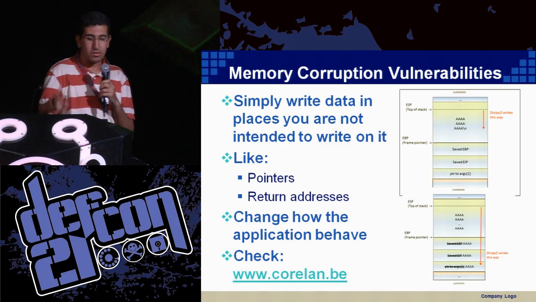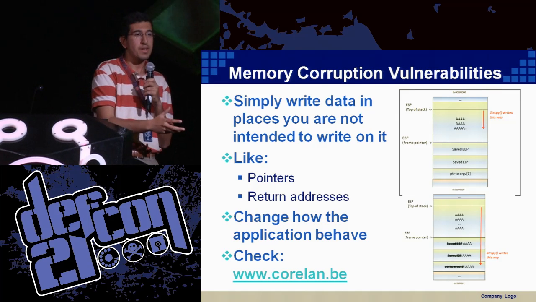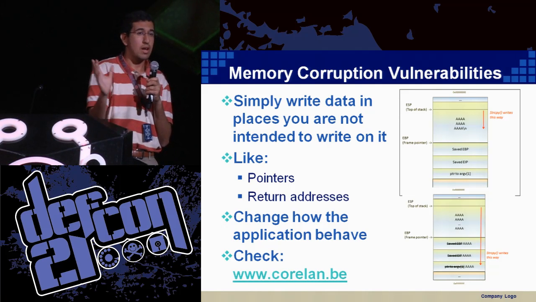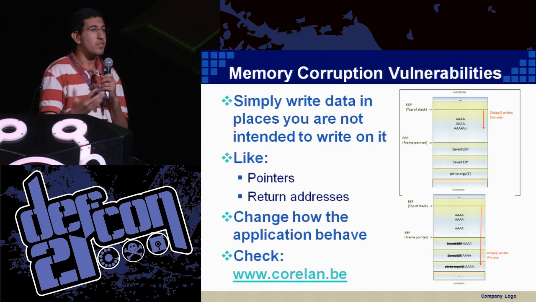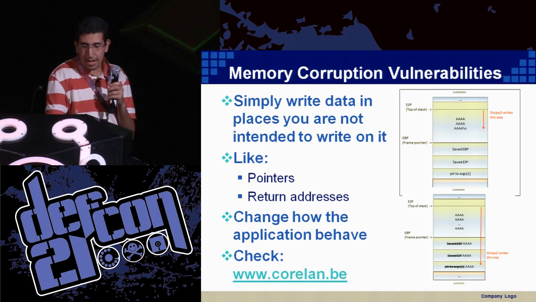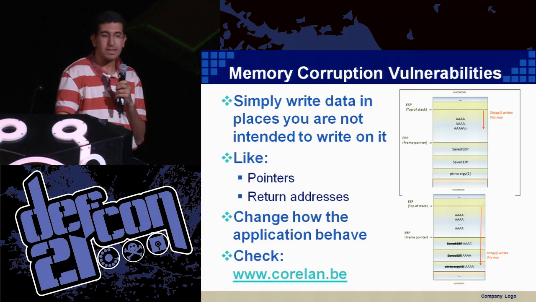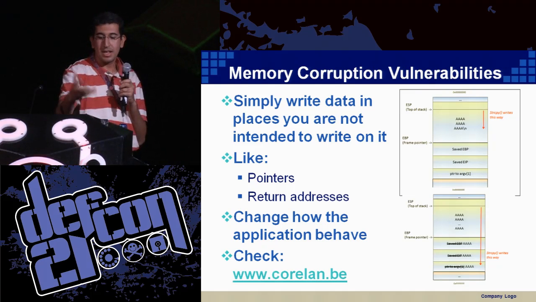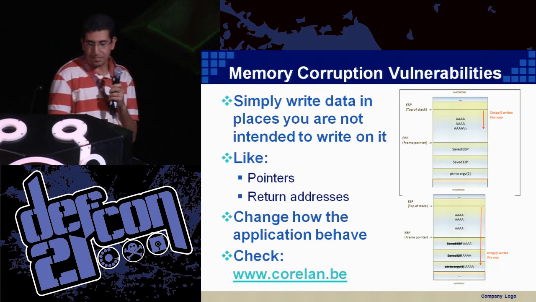You can learn more about it at Corelan.be. The Corelan team is a very, very good team. They have tutorials talking about memory corruption vulnerabilities, how to use them, and how people use them. And as you see in these pictures, there is an overwrite. It overwrote the return address, as you see, so I can now modify the behavior of this process.